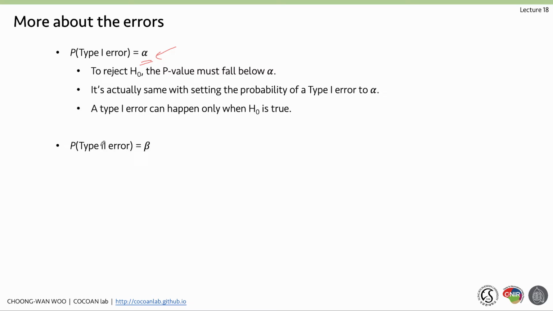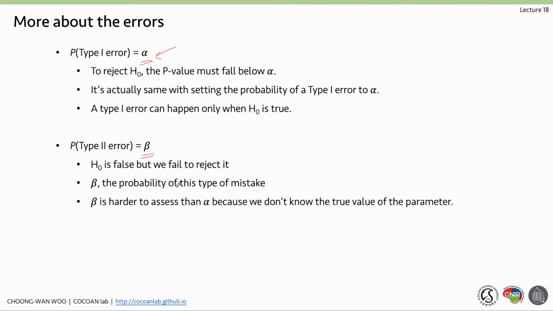And the probability of type 2 error, we write beta. As we said, the type 2 error is when the null hypothesis is false, but we fail to reject it. And beta is the probability of this type of mistake. And beta is harder to assess than alpha because we don't know the true value of the parameter. And there's a trade-off between type 1 and type 2 errors.